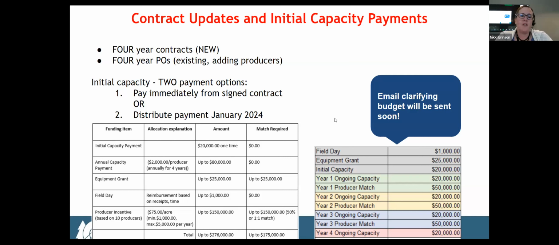That will allow your district to include it in next year's budget that you'll start working on in the next few months, around October. So that's really up to you all. But we will be asking in the email that Raquel sends out with the budget explanations which your district prefers. One, to pay immediately when the signed contract comes in, or two, if you would like us to hold that initial big chunk and pay it in January 2024, we're happy to do so.